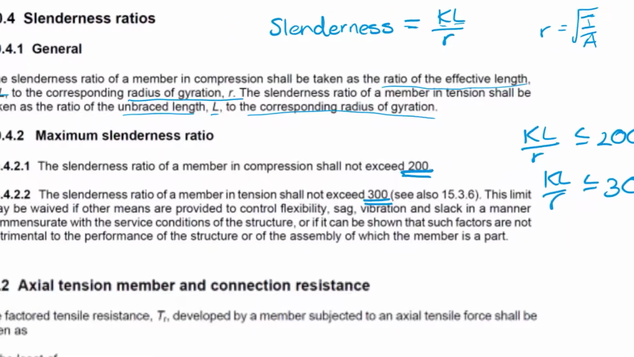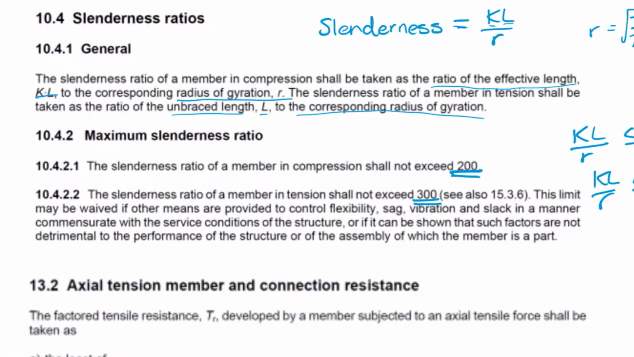And this limit may be waived if other means are provided to control flexibility, sag, vibration, and slack in a manner that is commensurate with the service conditions of the structure, or it can be shown that such factors are not detrimental to the performance of the structural assembly of which the member is a part. That you could view as a polite way of saying that you can kind of violate the requirements if there is reason for it. What will happen if you have a very long, thin member, for instance, a cable on a cable-stayed bridge or something like that?